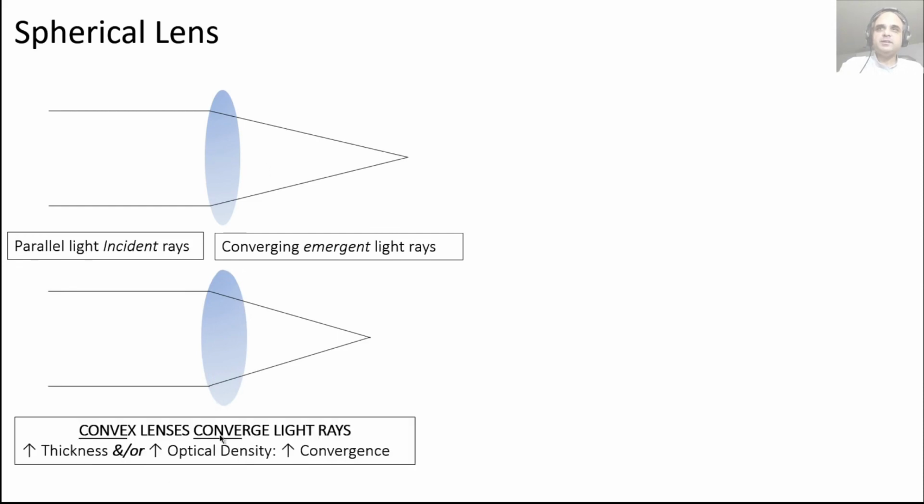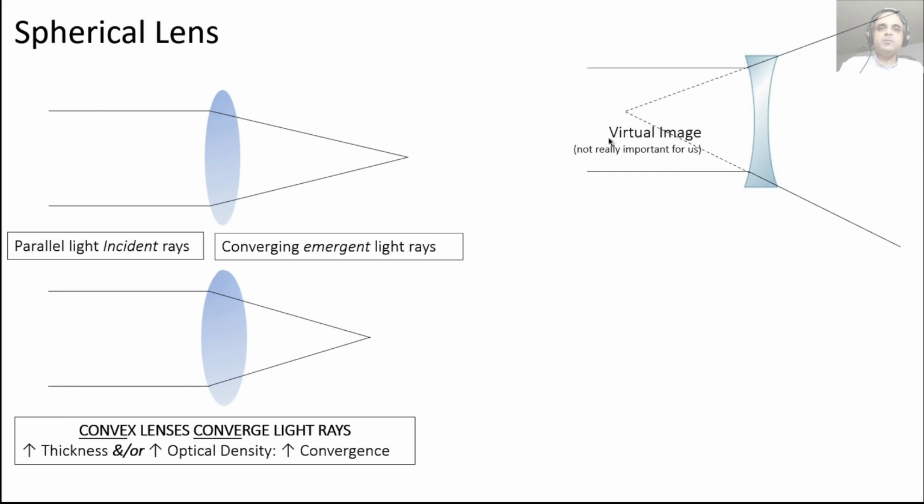So convex lenses converge light. Convex and converge have first 5 letters in common. Increased thickness and or increased optical density would increase convergence. A concave lens, as opposed to a convex lens, diverges light. And whatever image is formed is formed by extending the light rays backwards, because these diverging light rays are never going to meet each other, and they form a virtual image.